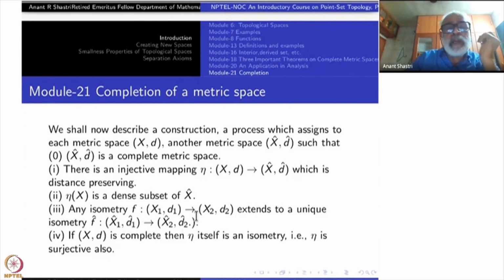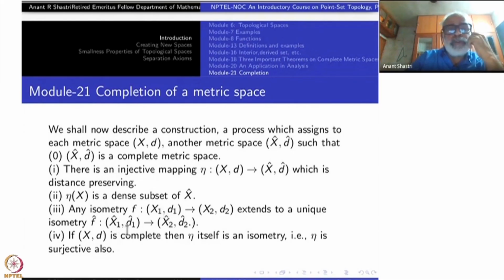This is what I meant by, instead of just describing (X hat, d hat), it's a process. I can't explain it more than that, but just to throw a word, this is like what one calls canonical or categorical. It's like a functor and so on. So that is the third part here. Any isometry f from X1 to X2 extends uniquely from X1 hat to X2 hat.